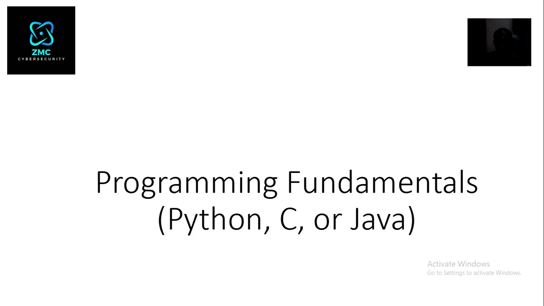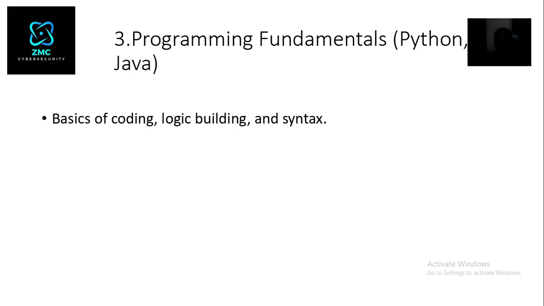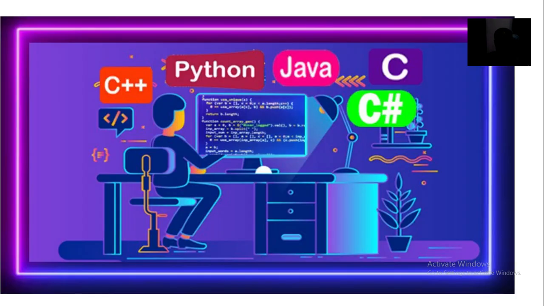Alright, guys. Today's episode we're talking about programming fundamentals: Python, C, or Java. The breakdown is the basics of coding, logic building, and syntax formats. We have C++, we have the normal C, we have Python, we have Java. This is just the basic part of programming before you get to other aspects. But everything that has to do with programming languages, you find under this.